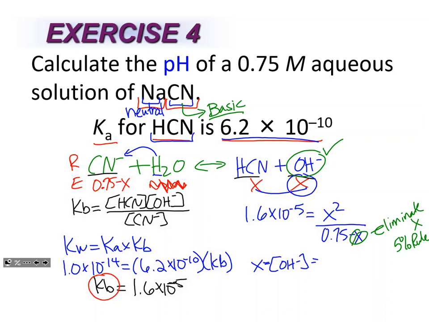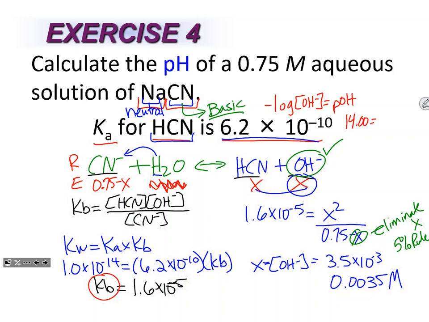Yes, very good. Yes, times 10 to the minus 3. That should be correct. 3.5 times 10 to the minus 3, or it might look like this in your calculator. Molar. Then it just becomes using your negative log of the hydroxide gives you the pOH. Remember, the negative log of the hydroxide gives you the pOH, and then 14 equals the pH plus the pOH. Using those equations.